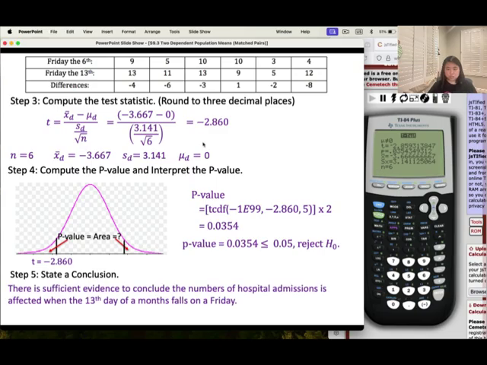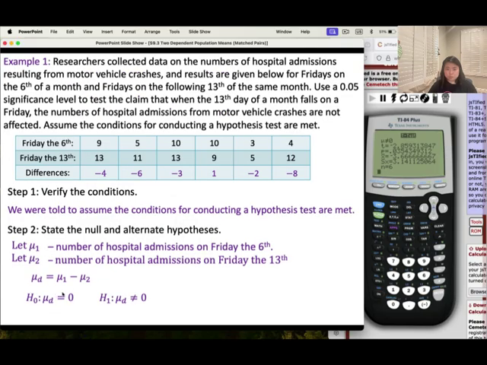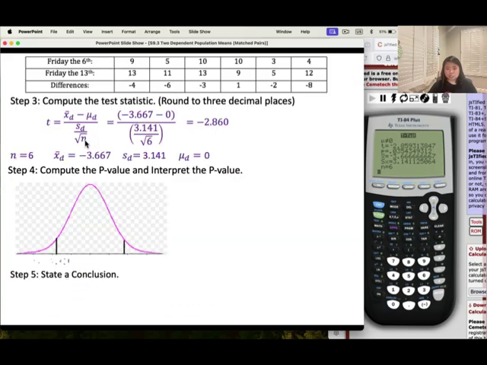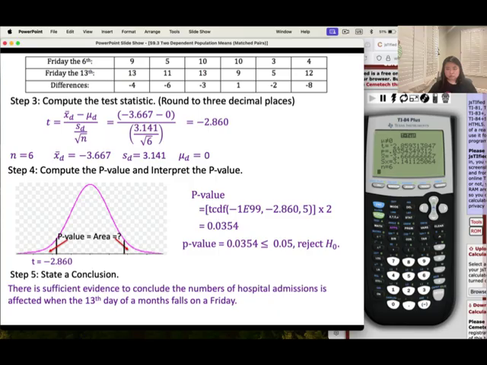So state the conclusion. Be careful for the conclusion here. We reject the null hypothesis. That means the alternate hypothesis is true. So when you state the conclusion, you have to write it out. Number of the hospital admission from motor vehicle crash is affected. Okay, it's not equal to 0. It's affected. So I'm gonna state there is sufficient evidence to conclude that the number of hospital admission is affected when the 13th day of a month falls on a Friday.